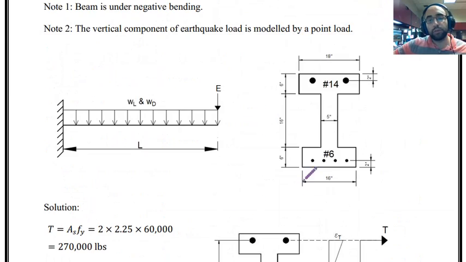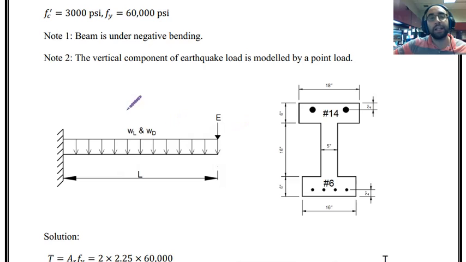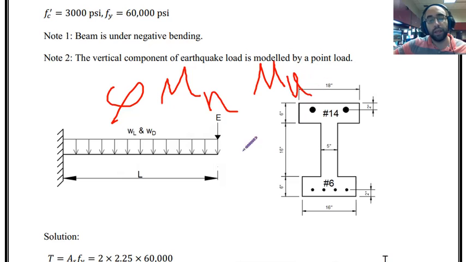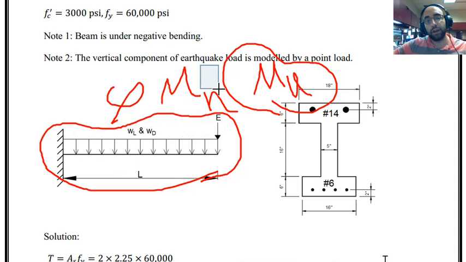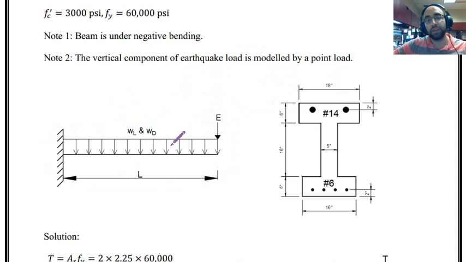So we could find the strength of this section, and now it's the time to compare phi mn versus mu, right? Because based on this mu, I'm going to calculate the loading, the moment because of the loading, and then it should be smaller than phi mn. It should be smaller than phi mn, and based on that, I can find the maximum earthquake load that we can apply on this beam.